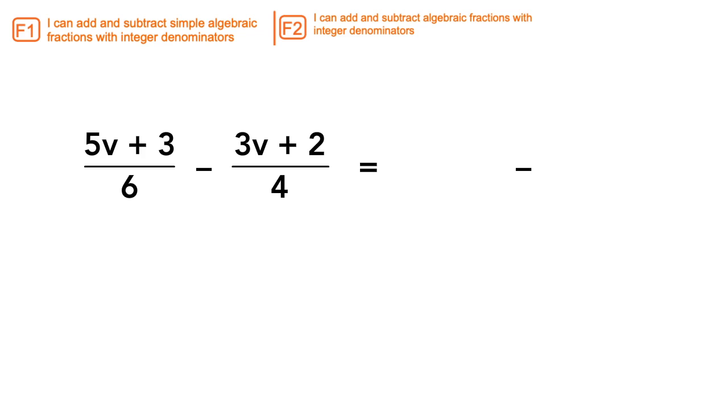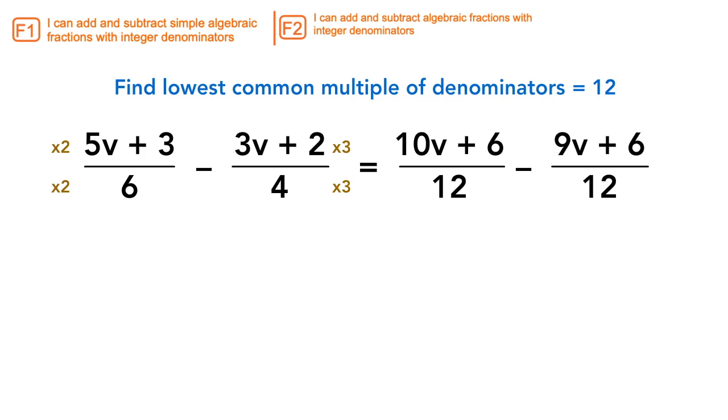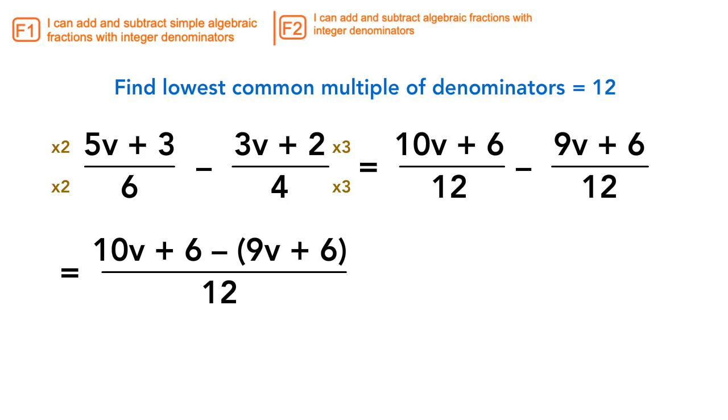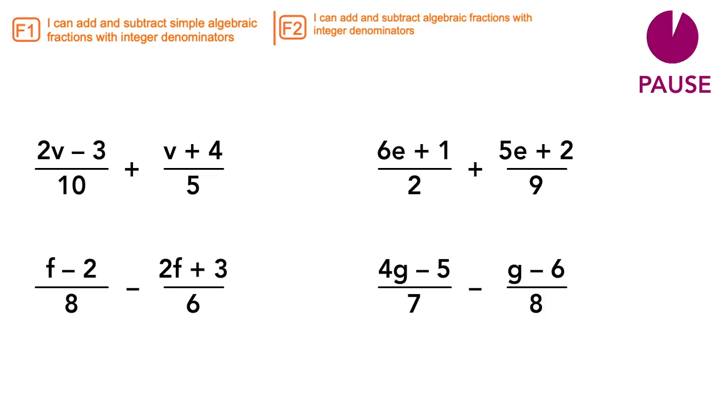Last question. The lowest common multiple is 12, multiplied by 2, then we multiply by 3. Place second numerator in brackets and expand. Simplify the numerator, and the final answer will therefore be v over 12. Try these questions out.